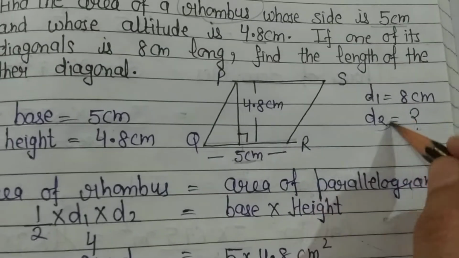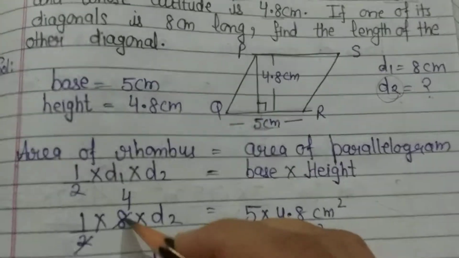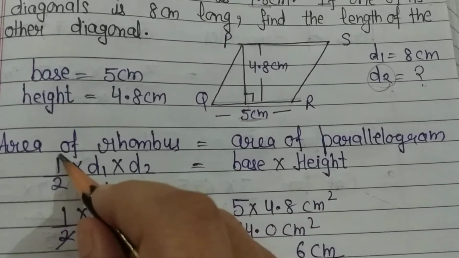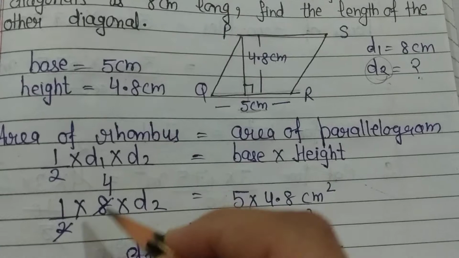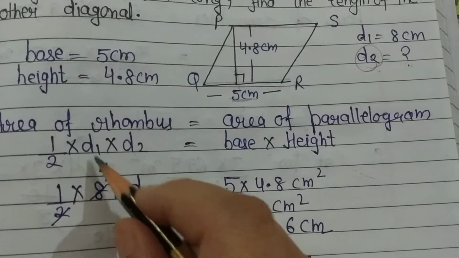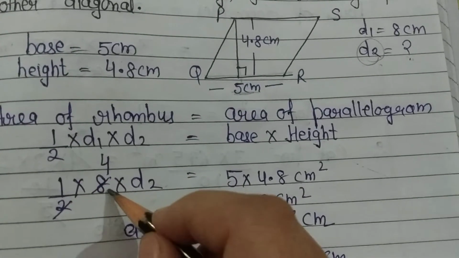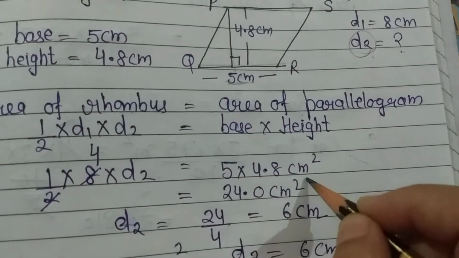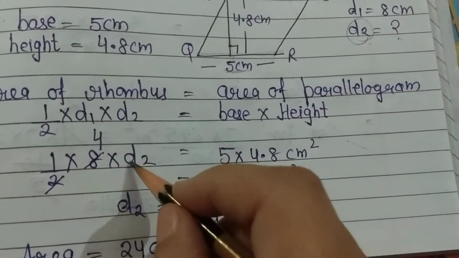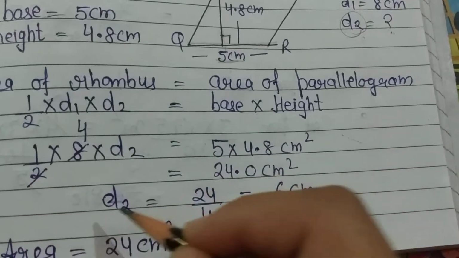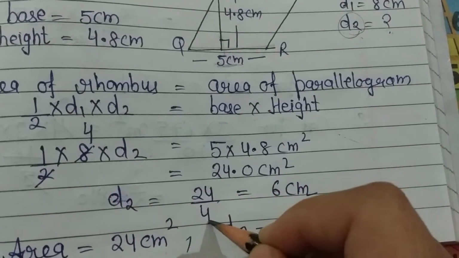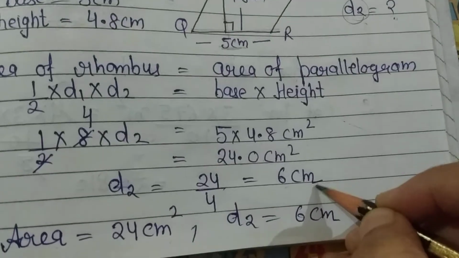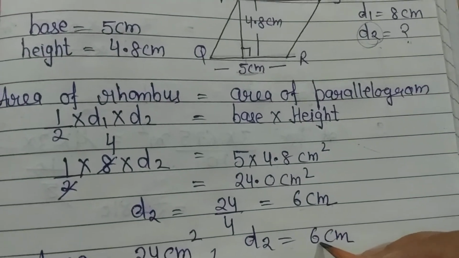It means the area of the rhombus is 24 centimeter square. Now again we have to find the second diagonal. Here I have written area of rhombus as 1 by 2 into D1 into D2. I have put the value of D1 as 8, 1 by 2 into 8 into D2, and the area is 24 centimeter square. So from here 4 D2 is equal to 24. It means D2 is 24 by 4, which is coming 6 centimeter. So the second diagonal is 6 centimeter.